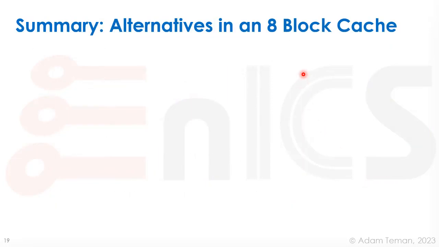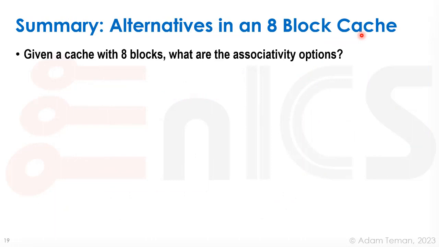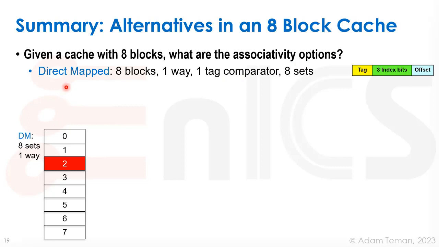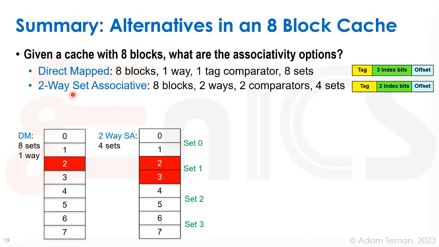As a summary, let's look at an example of an 8-block cache, and let's see what alternatives we have. What we saw over here was a direct mapped cache. In a direct mapped cache, we have 1 cache line in each of the sets. So if we have 8 blocks, we have 1 block per set. So we have 8 sets, and that means we only have 1 way. In other words, each cache line can only be stored in 1 position, in one block. We also only need 1 comparator, and we have 3 index bits, which will help us choose which set we are in.